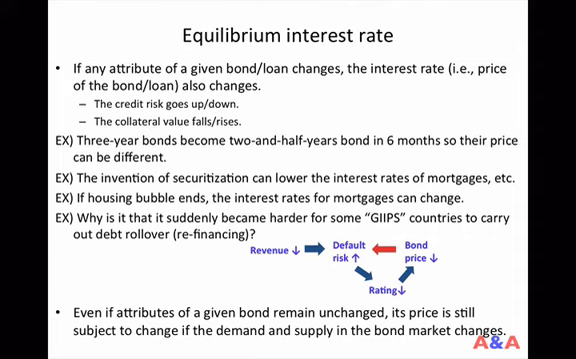What I have explained so far is that if any of the attributes of a bond changes, then the bond price can also change. But even if nothing changes about a computer, the price of the computer can still change if the demand and supply condition in the market changes. So, even if attributes of a given bond remain unchanged, its price is still subject to change if the demand and supply in the bond market changes. But that's not today's topic.